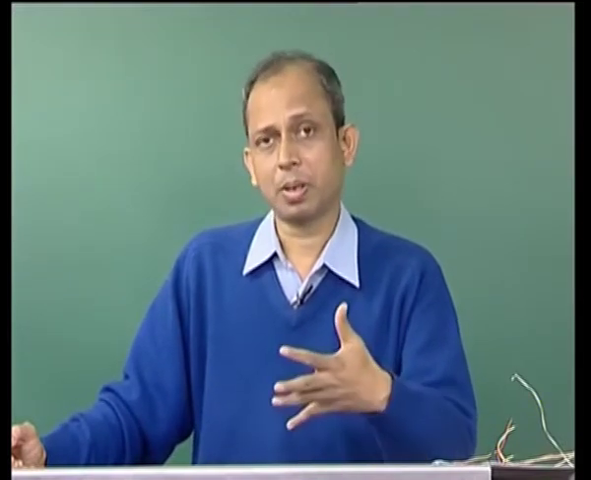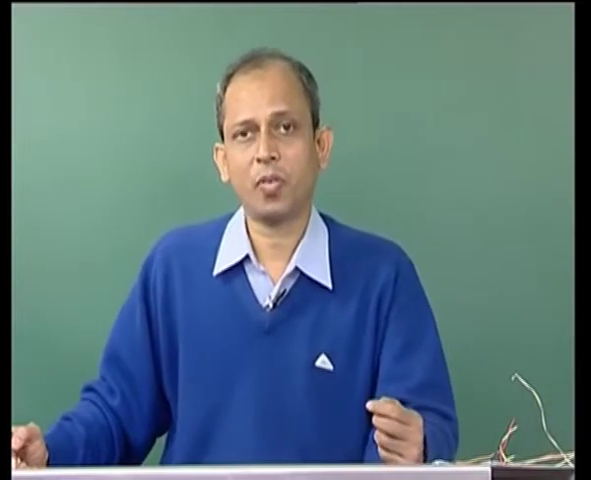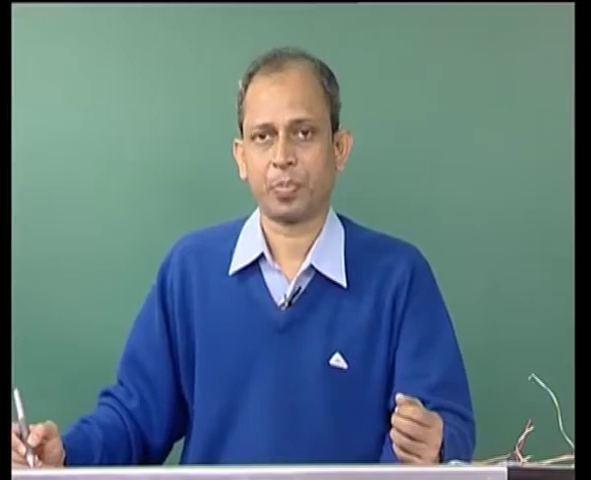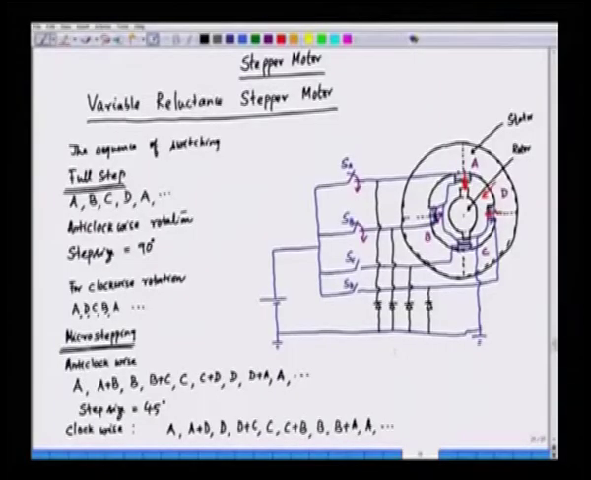Now, this stepper motor is called a 4-phase 4/2 pole variable reluctance stepper motor. So, we can write the name here. This is called 4-phase because this has got 4 different phases, A, B, C and D. So, we call this a 4-phase, 4/2 pole, variable reluctance stepper motor.